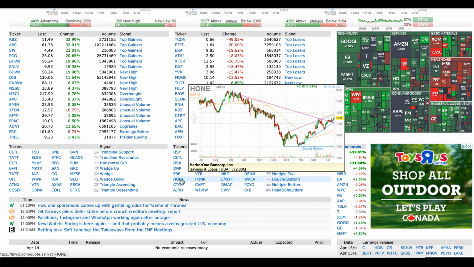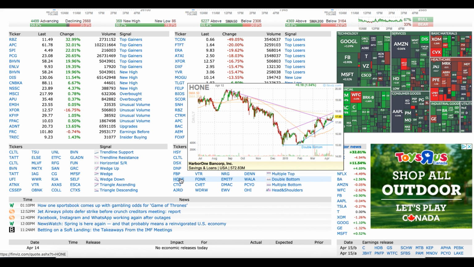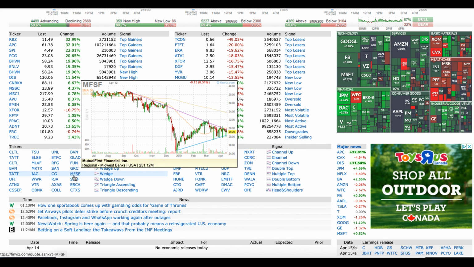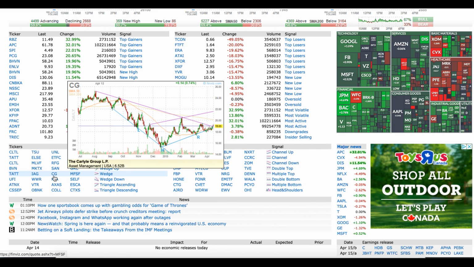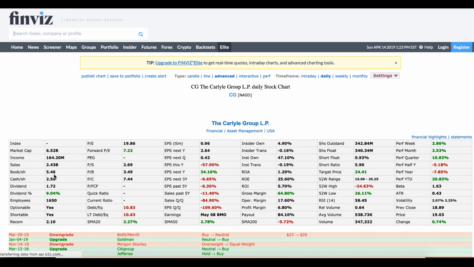It could go higher, but it's kind of at a breakout point now. But a significant part of the move has been gone. Shouldn't be moving that. Wedges are another good one to trade off of. You can see here, CG kind of looks interesting. Let's actually click on it.